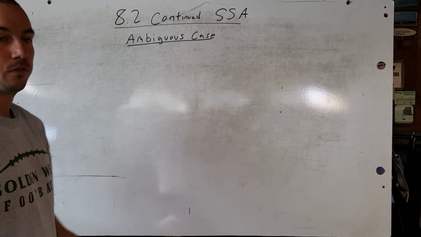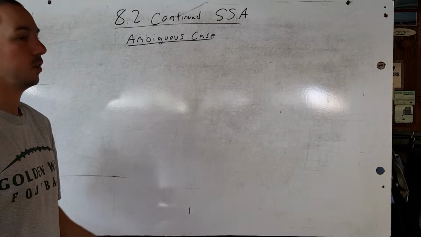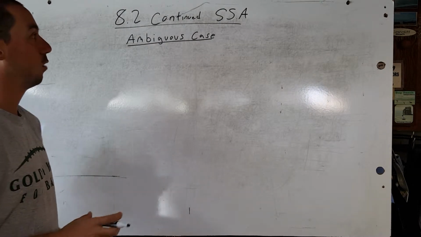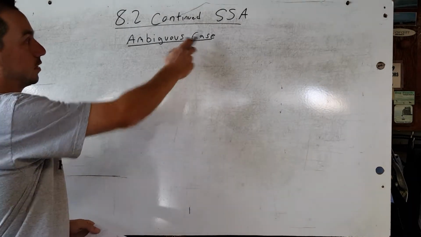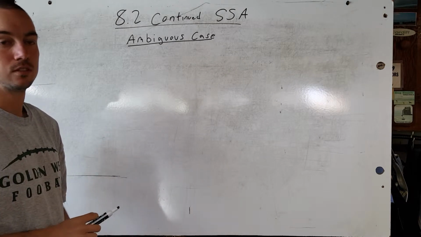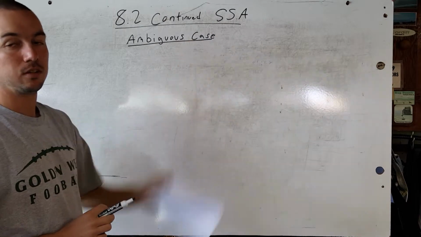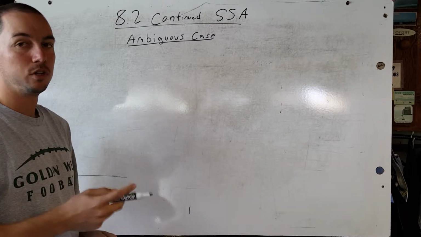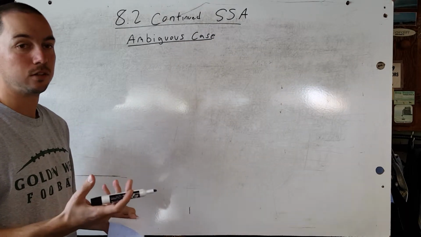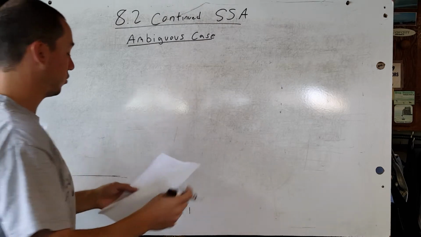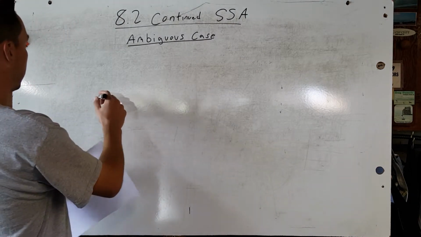Okay, continuing on with section 8.2, which would be law of sines again, but now we're doing the side-side-angle, which is called the ambiguous case. Ambiguous meaning when you have side-side-angle consecutively in a triangle, that does not determine one unique triangle. You can have multiple triangles, or what we call ambiguous triangles. So, the saying is back from geometry.